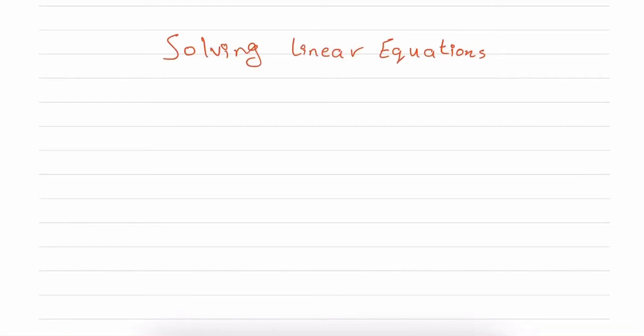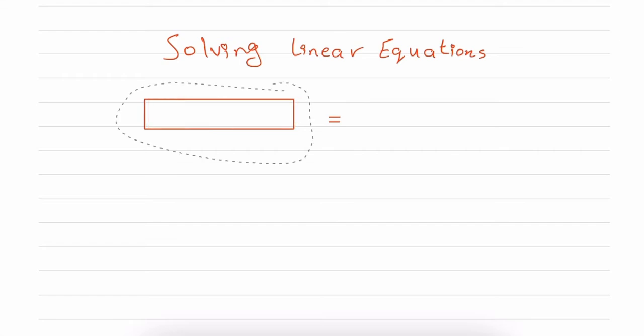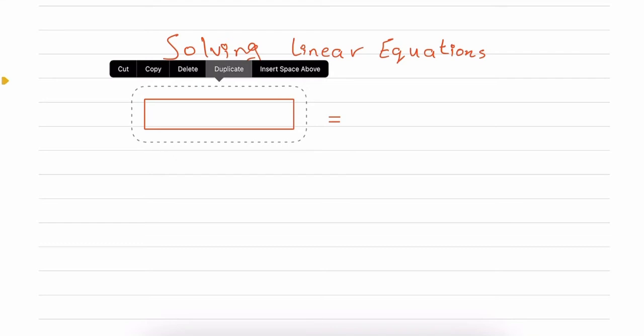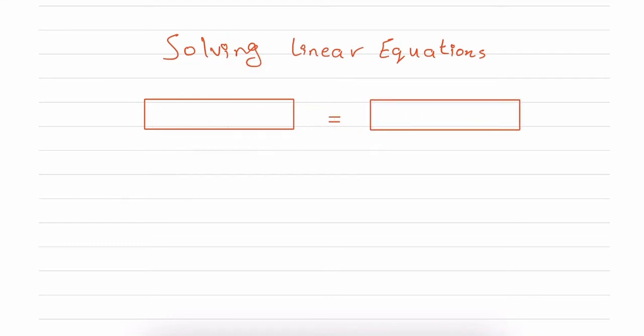Hello, my dear students. Today we are going to learn how to solve linear equations. First, let's start to understand the meaning of the word equation. The word equation means that we have two sides separated with an equal sign. This means whatever we have on the left side is equal to whatever we have on the right side.